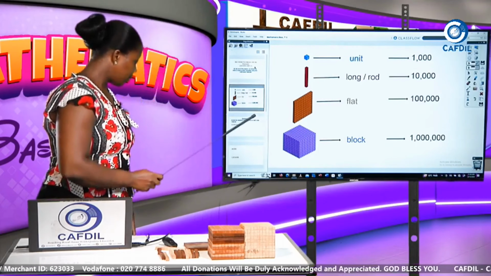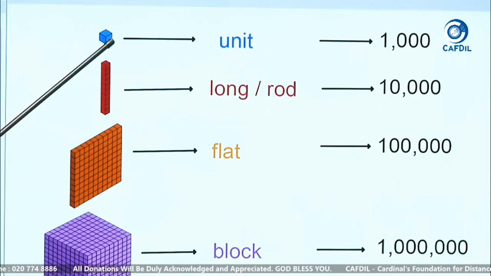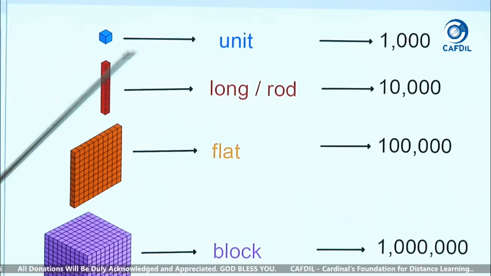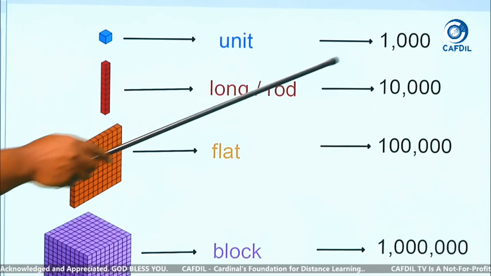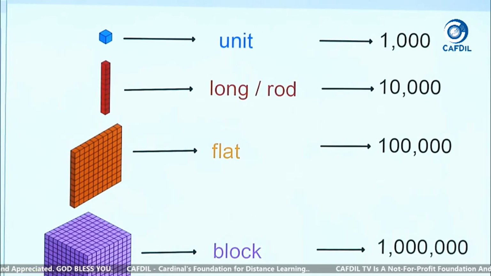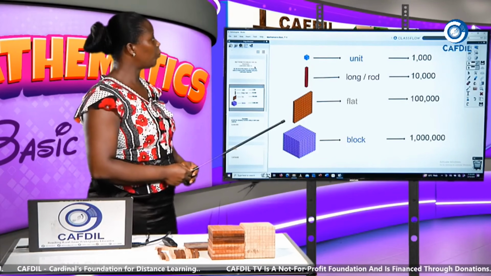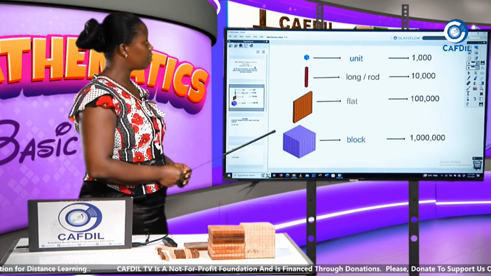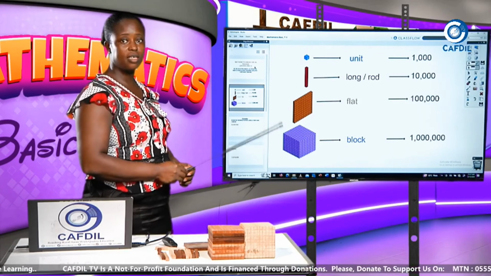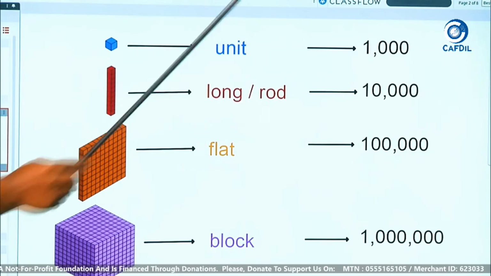So the material is here. This is the units. This is how it is spelled. So we have the units, and the value of the unit is 1,000. I hope you can see on your screen. From your screen, you can see the values. Yes. So units is 1,000.